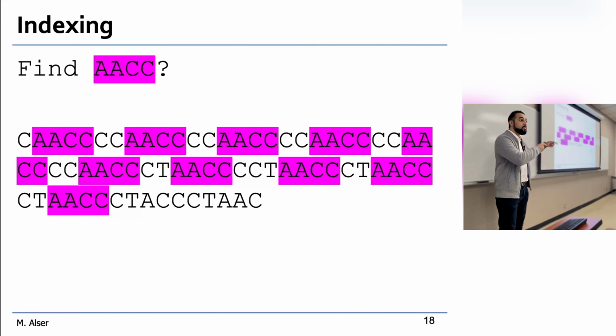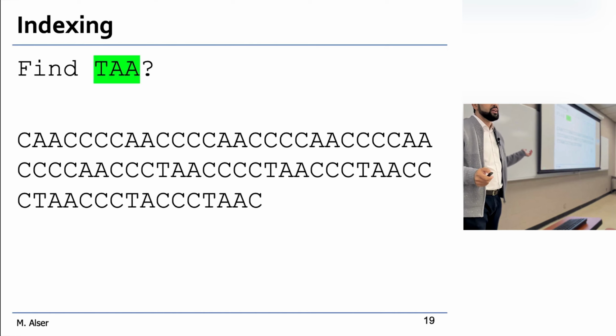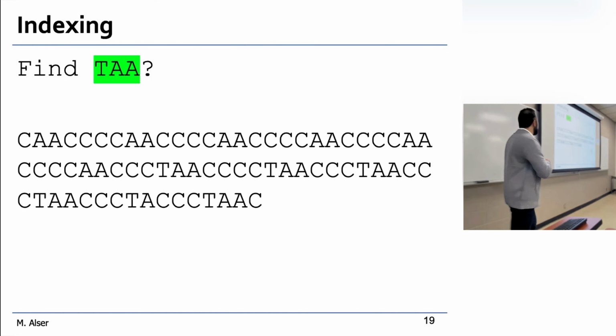Now, if I ask you for another subsequence, I give you another query, you would do the exact same thing. You would go from the beginning and try checking. Do we have T? No. T, T, T, no T, until you start facing those T's, right? And then you go followed by A, and so on.